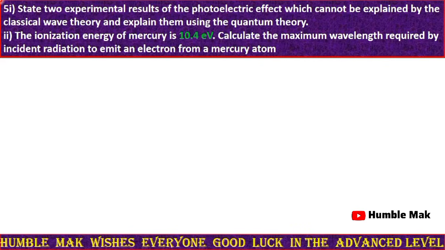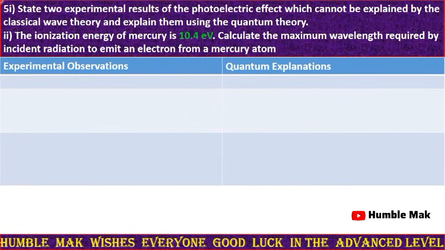Now friends, since the question wants us to list and explain, the best way to do that is to use a table format. Let's insert our table of this form. Here we have the experimental observations, here we have the quantum explanations. The very first observation is that the emission of photoelectrons is instantaneous. That is, the moment light of that frequency hits the metal surface, photoelectrons start being emitted immediately.